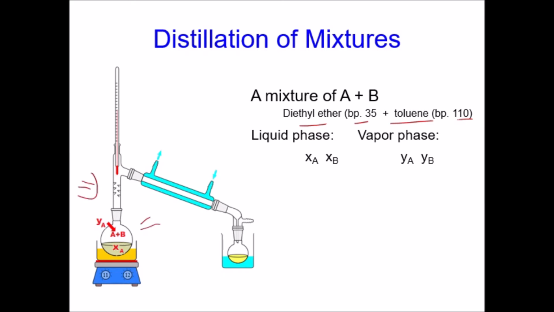A round bottom flask contains a solution of A and B. In the solution phase, the mole fractions of A and B are labeled by XA, XB. When the solution is heated until it boils, some of the molecules start to vaporize. So in the gas phase, the mole fractions of A and B are labeled by YA, YB.